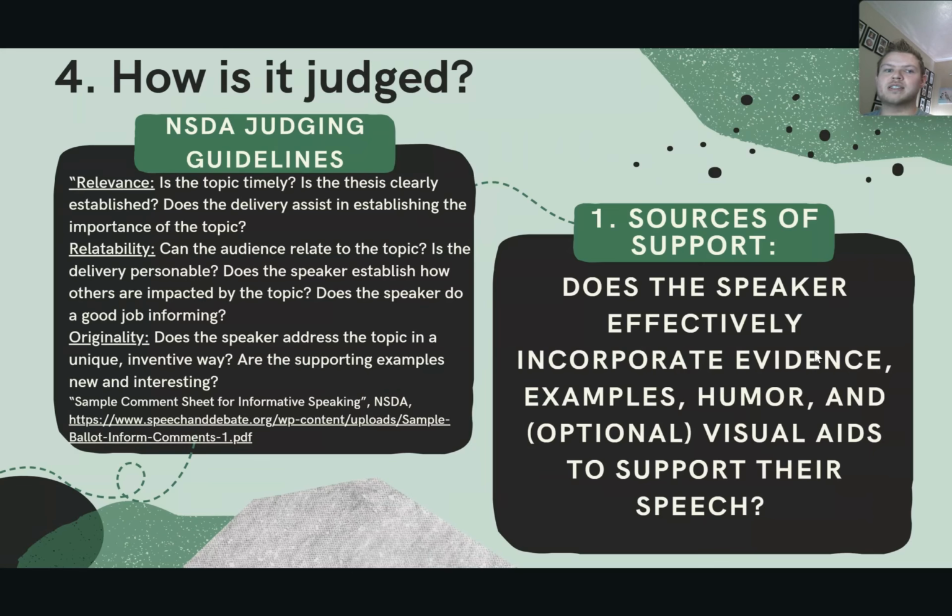So now let's talk about how it is judged. So the 3 criteria from the NSDA that judges are supposed to use is relevance, relatability, and originality. For relevance, they should ask, is the topic timely? Is the thesis clearly established? Does the delivery assist in establishing the importance of the topic?